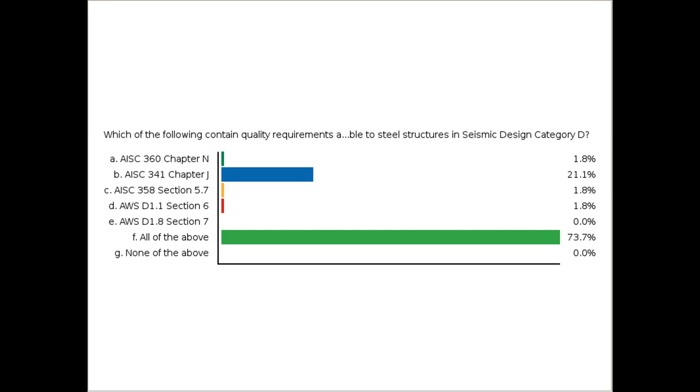So anyone who answered A, B, C, D, or E, you're not totally incorrect because they do contain requirements applicable to seismic design category D, but it's important to note that all of them contain requirements applicable to structures in seismic design category D. All right, good job. We have one more question for the audience.